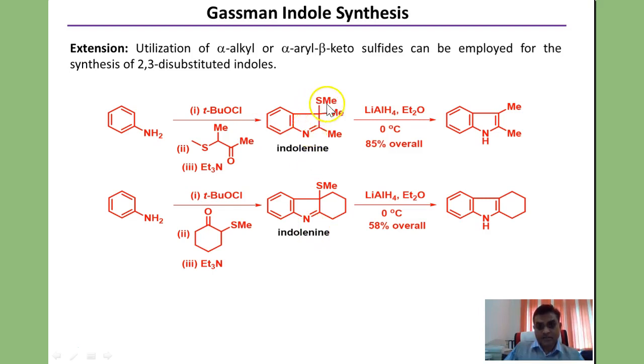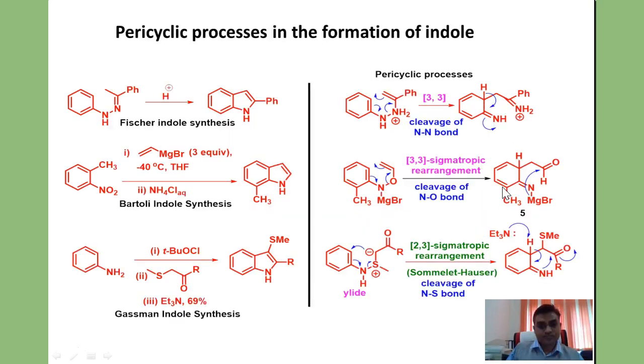So here, this is a saturated carbon, it's not a completely aromatic system, it is called an indolenine derivative. And this indolenine derivative can be reduced with lithium aluminum hydride to form 2,3-dimethyl indole. This is also a 2,3-disubstituted indole derivative.